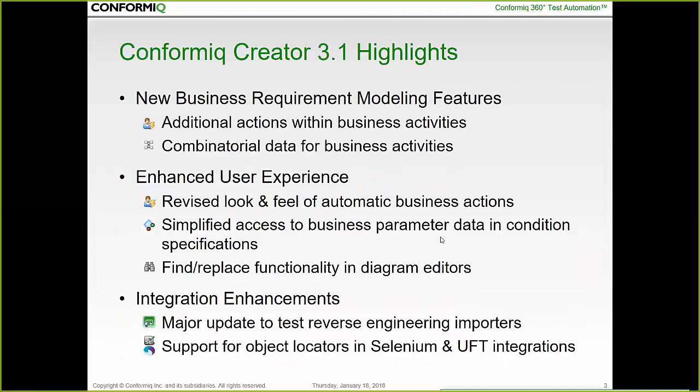In terms of the overview, the main highlights of this release have been some additional features for business requirement modeling. Now, this feature was initially released with Conformiq Creator 3.0, and in this version there have been some major enhancements that allow, for example, adding additional types of actions within business activities, or also specifying models already with combinatorial data, just using pure business requirement modeling.